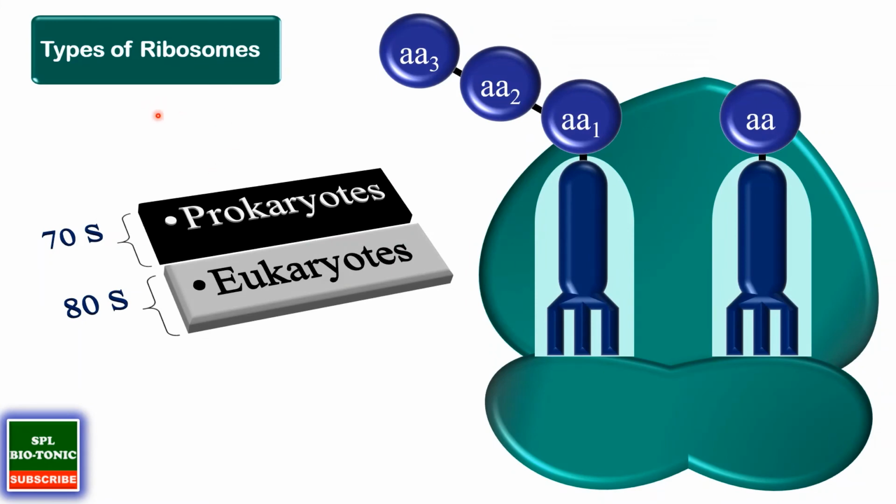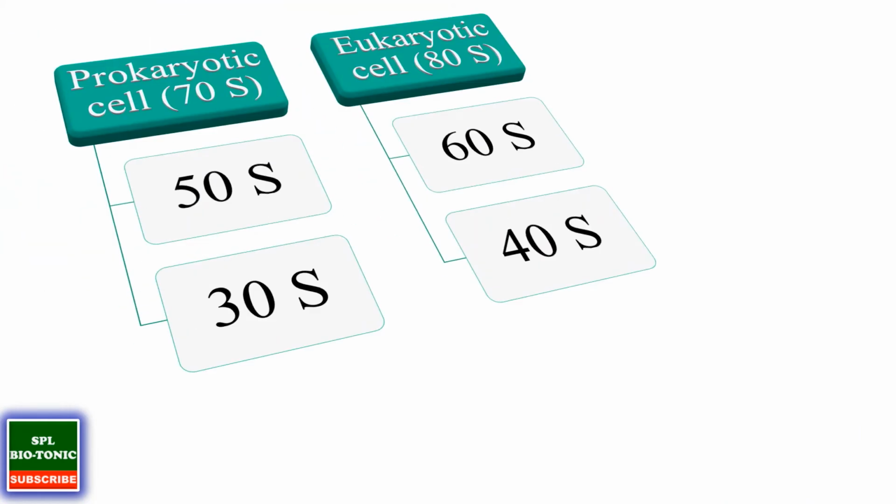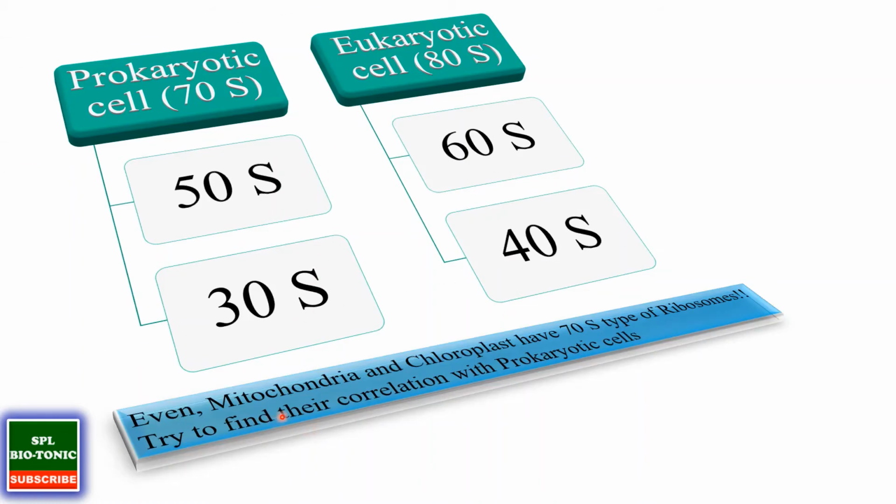There are two types of ribosomes, 70S in case of prokaryotic cells and 80S in case of eukaryotic cells, which are further divided into 50S and 30S in case of prokaryotic cells, whereas 60S and 40S in case of eukaryotic cells. Now, there is one interesting part about ribosomes of mitochondria and chloroplast. They are also of 70S type.